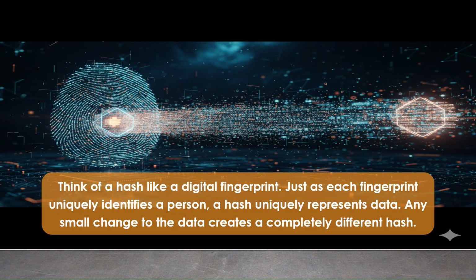So I think that you can look at a hash function as something like a digital fingerprint. Just as each fingerprint uniquely identifies a person in real life, a hash uniquely represents data on the blockchain, right? Any small change to the data creates a completely different hash. Very important to remember that part. You'll probably hear me say that many times, and you'll see it in my writing. Any small change, even if you change a period, it creates a whole new hash.